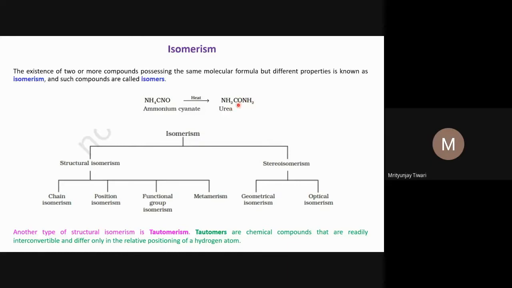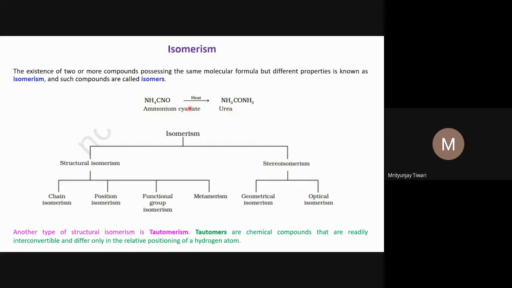NH2CONH2. If you look at the structure of this compound, this carbonyl group CO is connected to two NH2 groups, and here it is NH4 plus ion and CNO minus ion. So there is only one carbon nitrogen bond, and that nitrogen is not attached to any hydrogen atom. So they are different compounds, and so their properties are also different. And we know ionic compounds and the covalent compounds are different compounds.